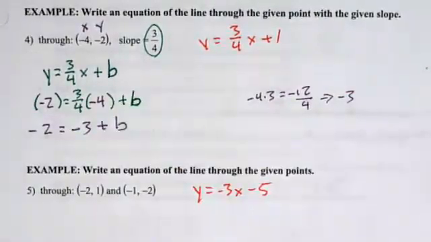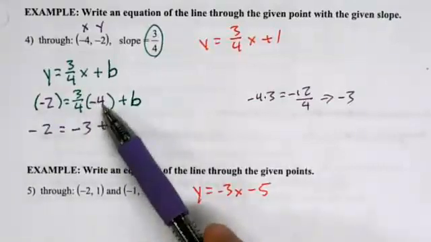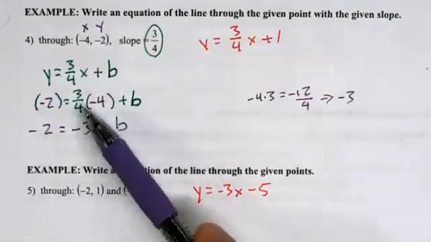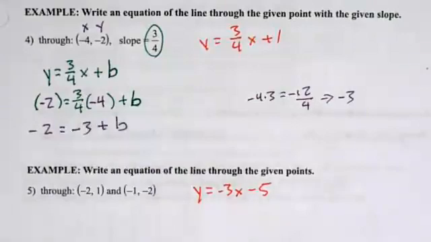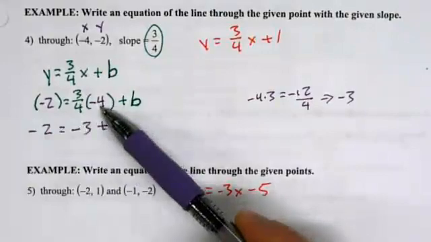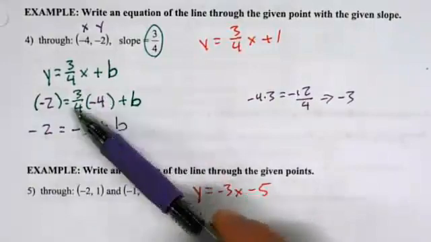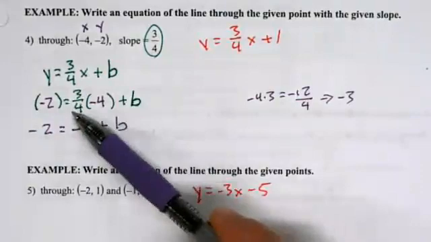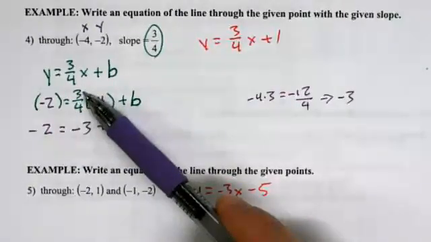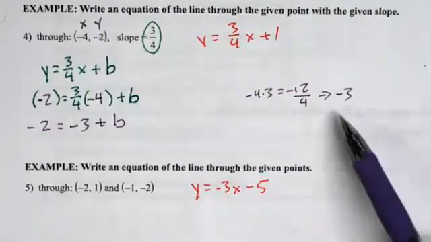When you multiply a number times a fraction, you multiply by the top number and then divide by the bottom number. It's that easy. And it's actually even faster if you do it in the opposite direction. What if I had done negative 4 divided by 4? Negative 4 divided by 4 is negative 1. And then times 3 is negative 3. And that would have got us the same answer.